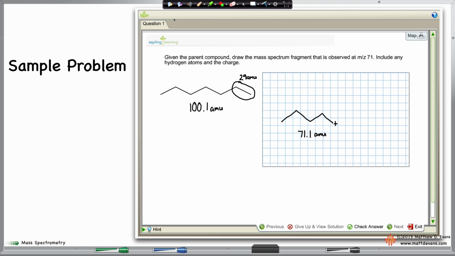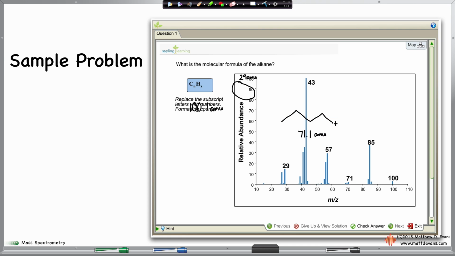Okay, so let's see what other trouble we can get into in this homework assignment. Here's another problem that I lifted from Sapling Learning, obviously. Here's a pretty typical mass spectrum. We've got the parent peak at 100. The mass to charge ratio is listed on the x-axis, and the relative abundance is on the y-axis. Our mass spectrometer, keep in mind, doesn't do relative; it does absolute. So what is the molecular formula of this alkane?